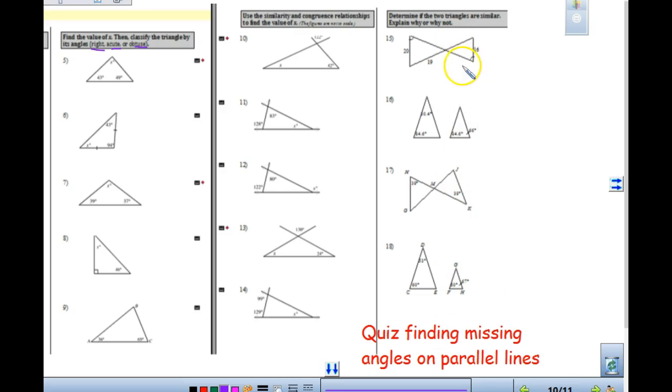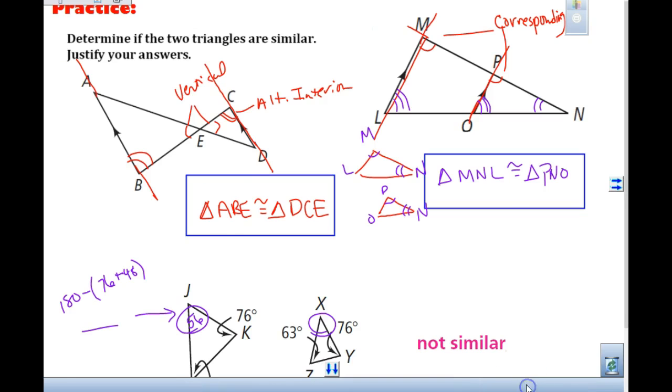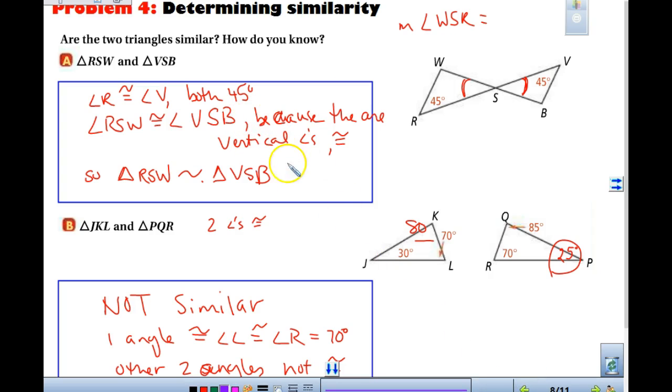And then this last one, you're asked to determine if they are similar. If they are similar, what I want to see is something like in our homework, in the notes that you did, or you tell me this. If they're going to be similar, you need to be able to justify it. How do you know? That's this part I need to see.